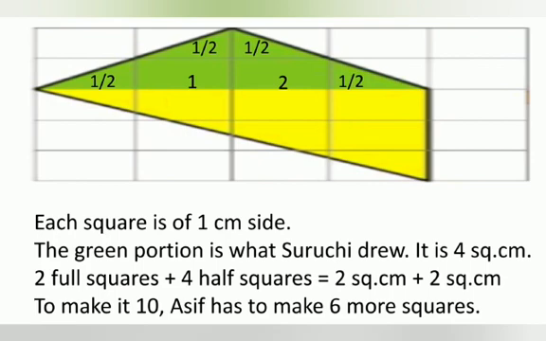You can also see 4 half-filled squares here. 4 halves will make 2 complete squares. So, the area of these 4 half-filled squares will also be 2 square centimeter. Therefore, the area of this green portion will be 2 square centimeter plus 2 square centimeter, which is equal to 4 square centimeter. Now, Asif has to make 6 more squares to make it to 10 squares.